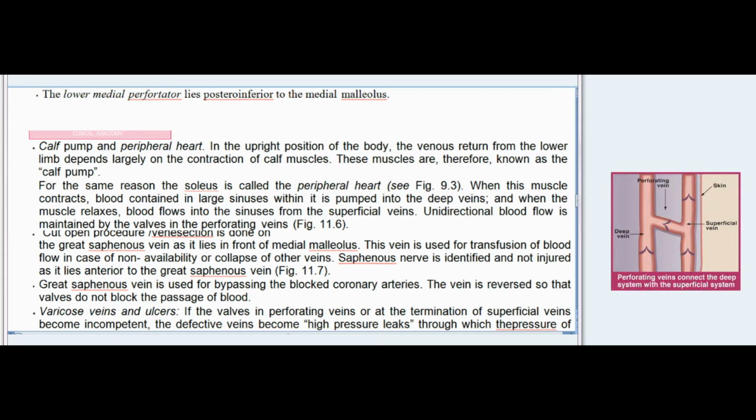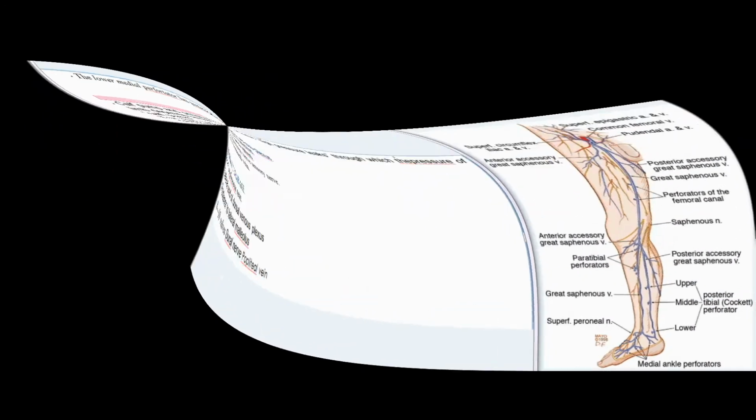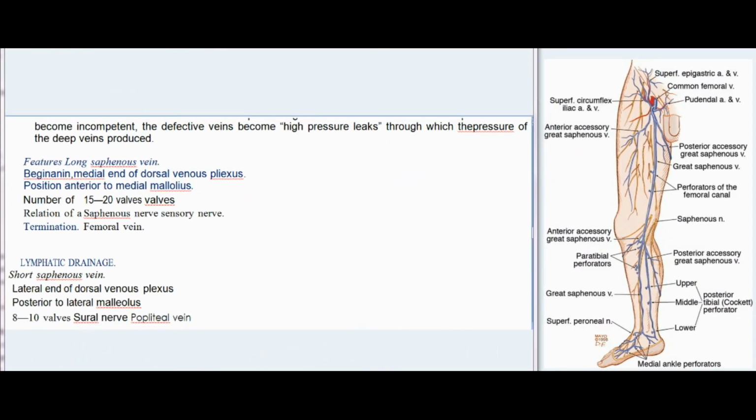Varicose veins and ulcers: if the valves in perforating veins or at the termination of superficial veins become incompetent, the defective veins become high-pressure leaks through which the pressure of the deep veins is transmitted.